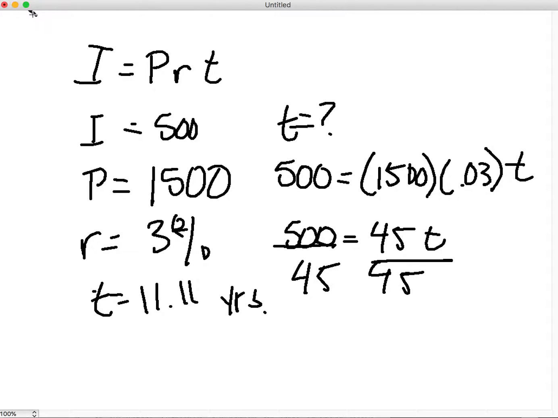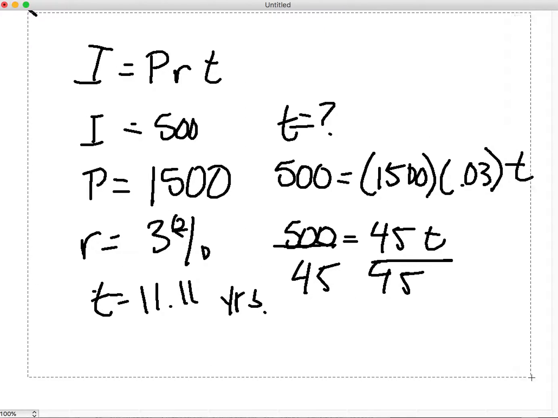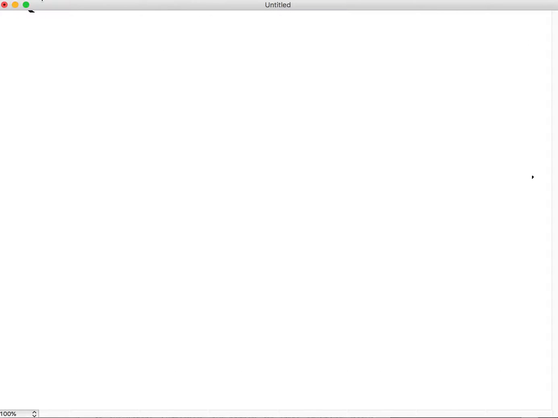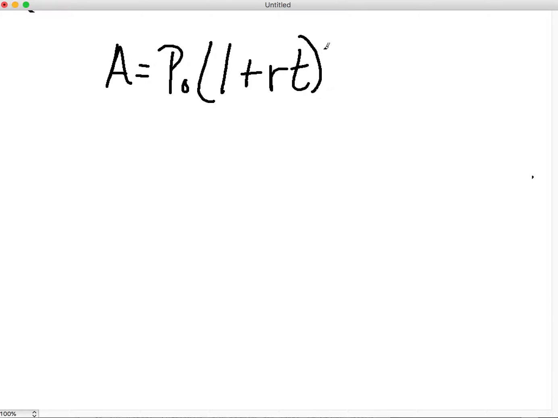The compound interest formula just has a little bit of an extra step. So when I'm dealing with the compound interest, I typically see the word A, and you're going to see P naught, 1 plus RT, 1 plus R raised to the T. Let me erase that.